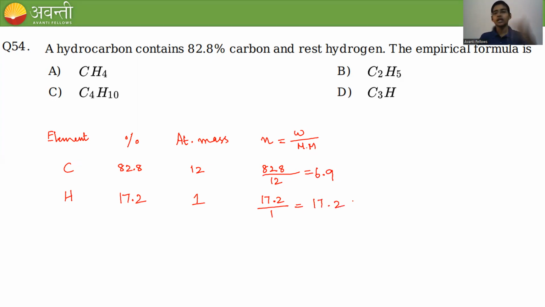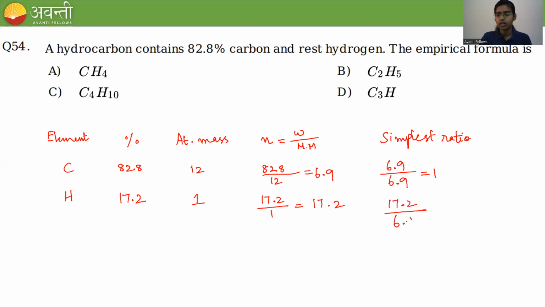Then the next step is we have to find out the simplest ratio of the atoms. So how to find out the simplest ratio? You have to take the smallest number of moles and divide both by that number. So 6.9 and 17.2 are here. 6.9 is the smallest number. So divide this by 6.9, you'll get 1. And 17.2 divided by 6.9 gives 2.5.